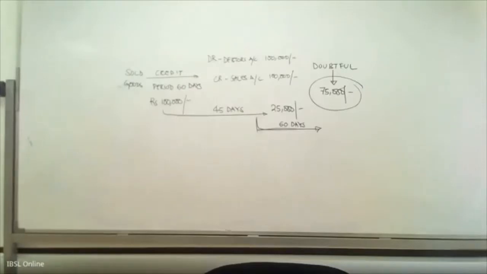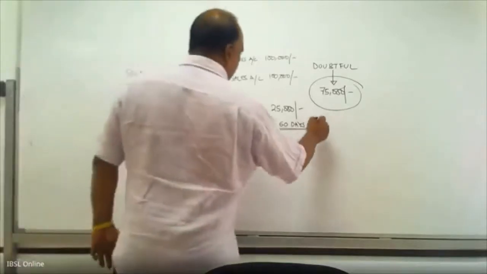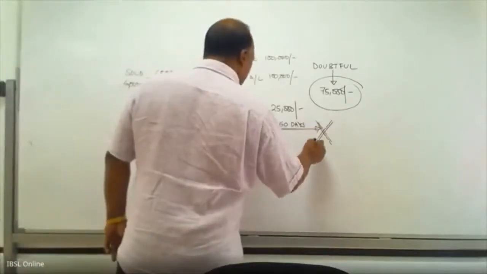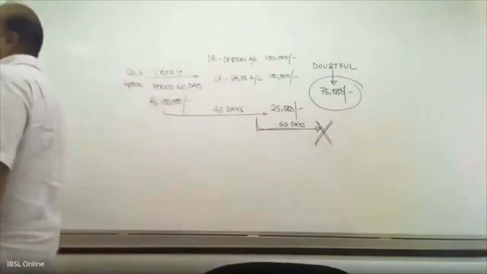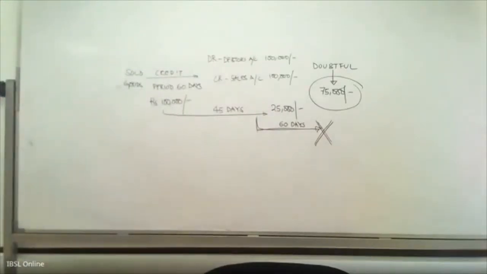Now you wait for the 60 days. Money doesn't come. You give a call to the debtor. He doesn't answer the phone. You go to his place. His shop is closed. You go to his home. He is not to be seen. So now you are finding some problems in getting this 75,000. Now 75,000 is actually very much doubtful.